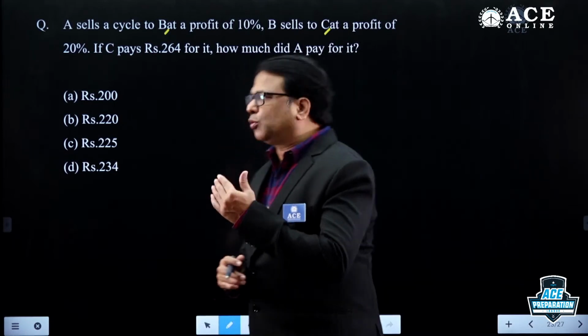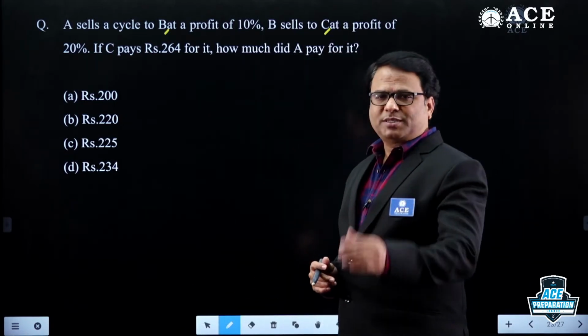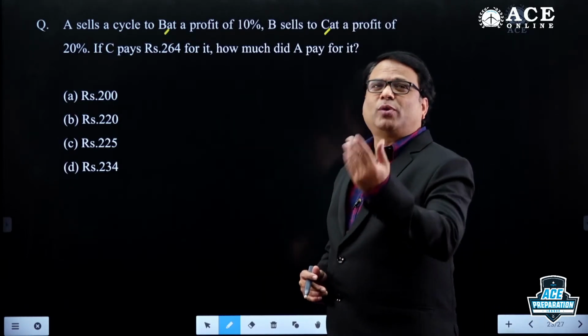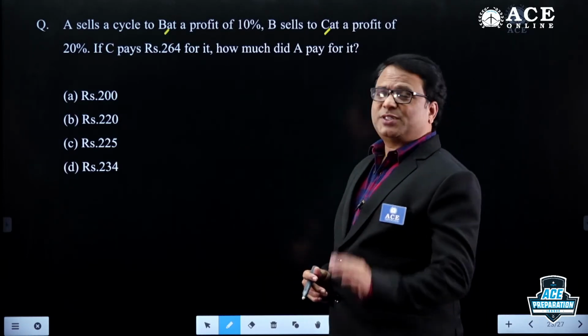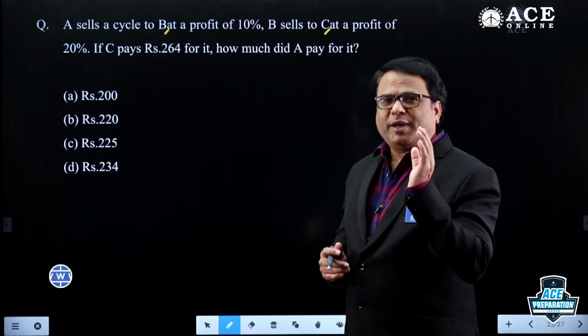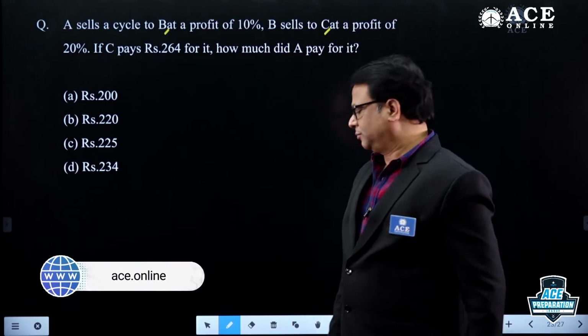So A is selling it to B at a profit of 10%. Then B is selling it to C at a profit of 20%. Then if C is paying 264 rupees for the cycle, how much did A pay for it? That is the question. Okay.